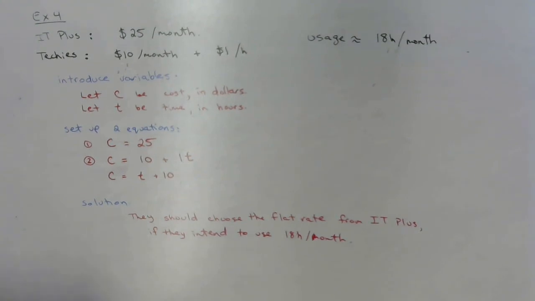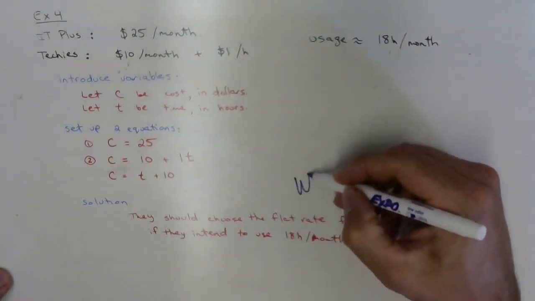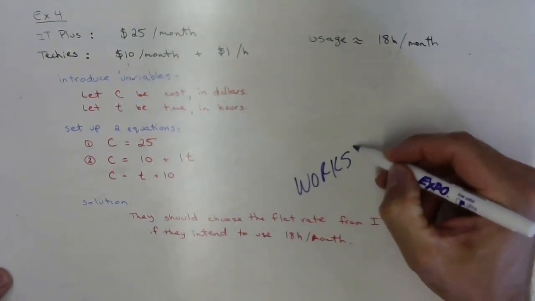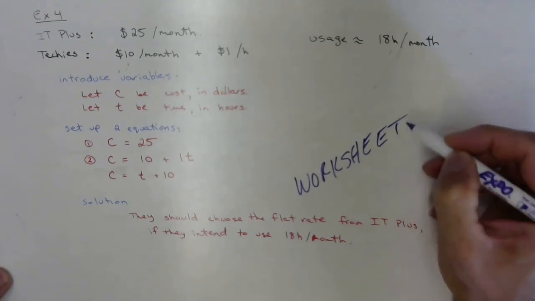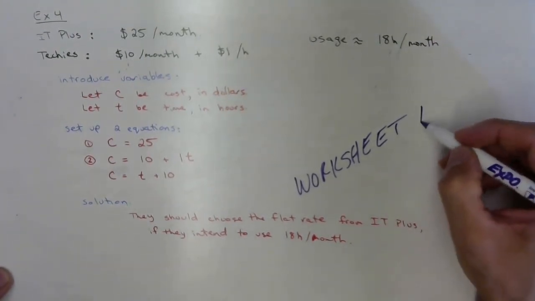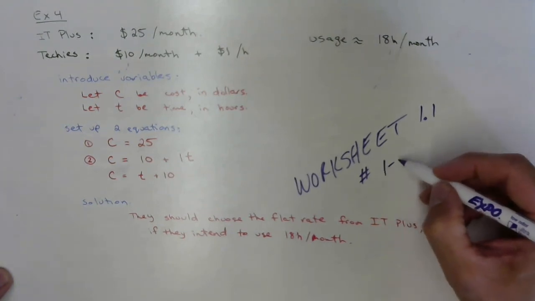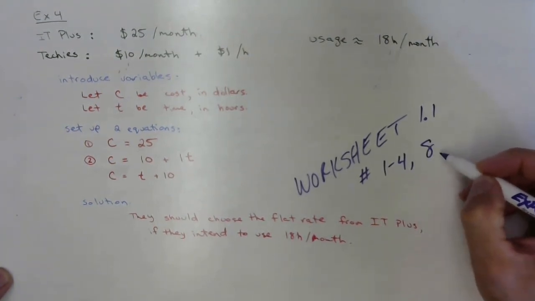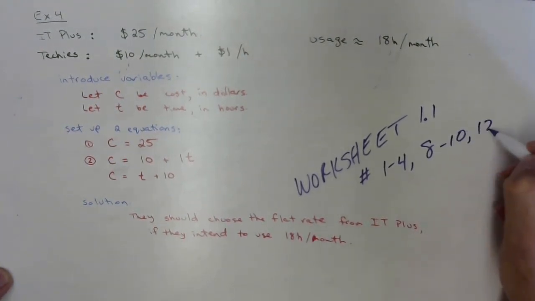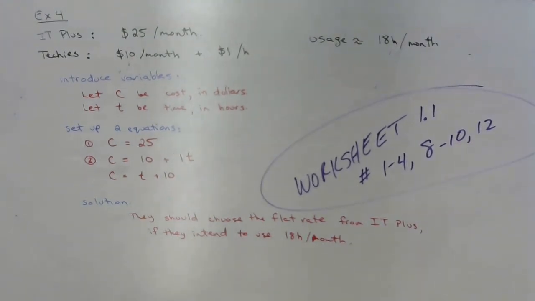All right, folks, your practice problems for lesson 1.1 come from the worksheet that is included in your booklet. Worksheet 1.1. You are responsible for completing numbers 1 through 4, number 8 through 10, and number 12. All right, that should be done or done-ish by tomorrow, and then you can come to class with questions. We can walk through some of that stuff.